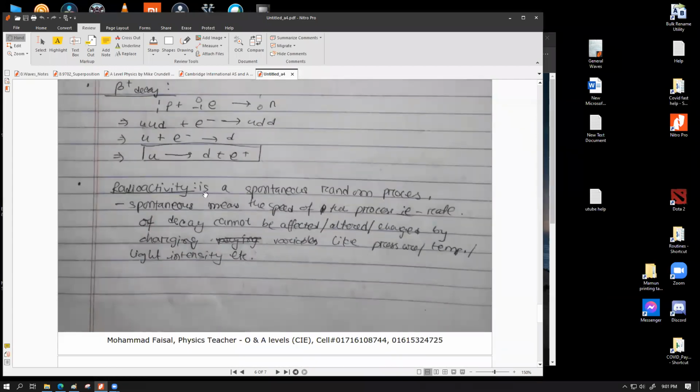Then comes radioactivity. Radioactivity is a spontaneous, random process. Spontaneous means the rate of decay, that is the speed of the process, cannot be affected, altered or changed by changing variables like pressure, temperature, light intensity, or any other physical variable. These things cannot affect the rate of natural decay. That's what is meant by spontaneous.